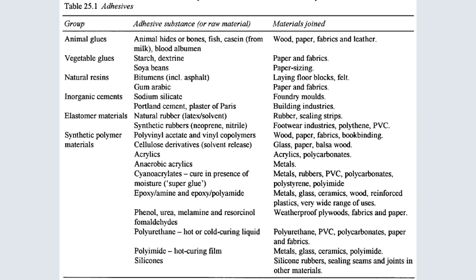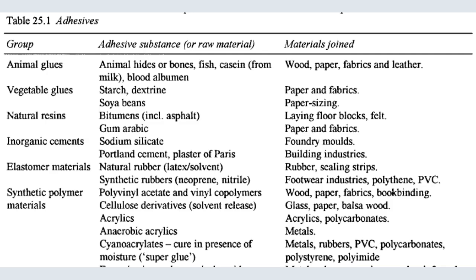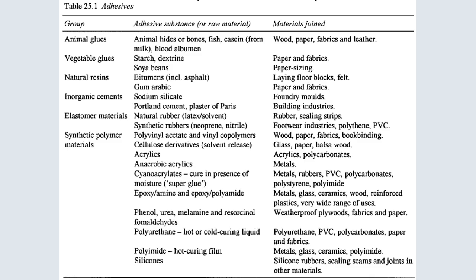We talked about groups. Animal glues are used to join. The adhesive substance is obtained from animal hides or bones, like fish, from casein in milk, and blood albumen. What are the materials joined using these? We use these types of joining materials to join wood, paper, fabrics, and leather.